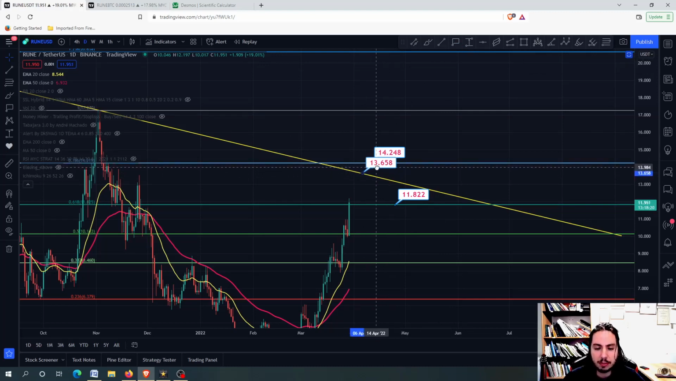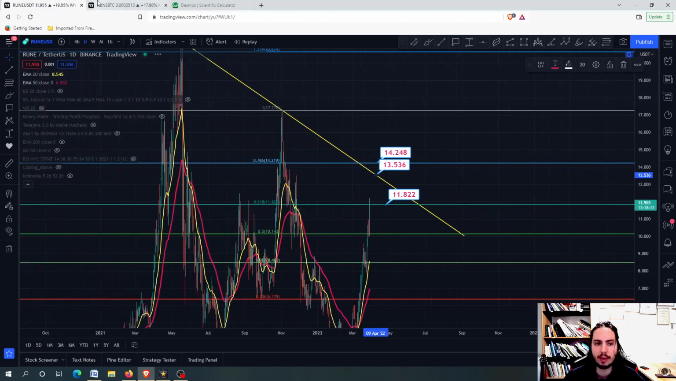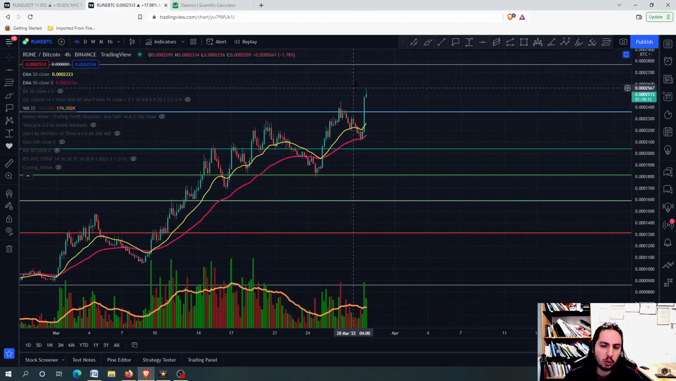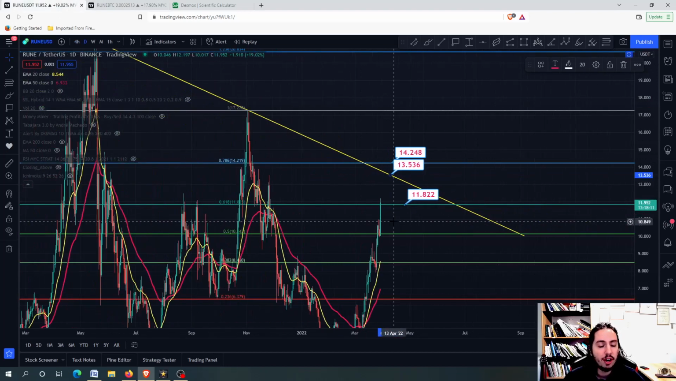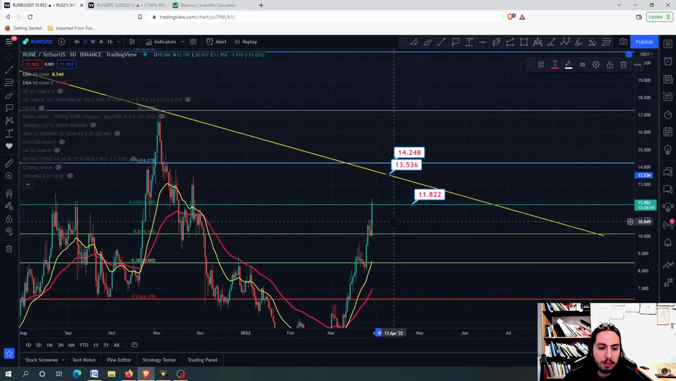The whole crypto market is bullish right now. Altcoins are bullish right now. Rune against Bitcoin does not seem to want to go down. We might be having some more pump up. However, for Rune against USDT, you have to be extremely careful.